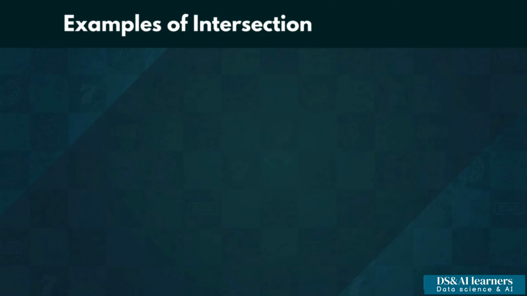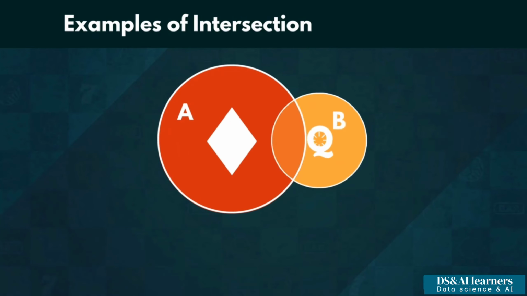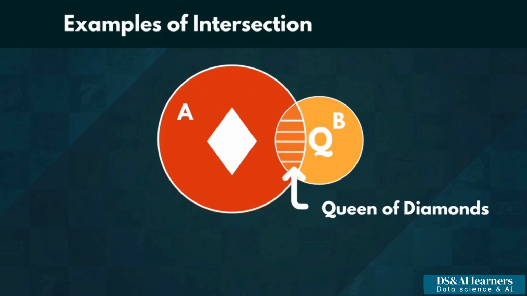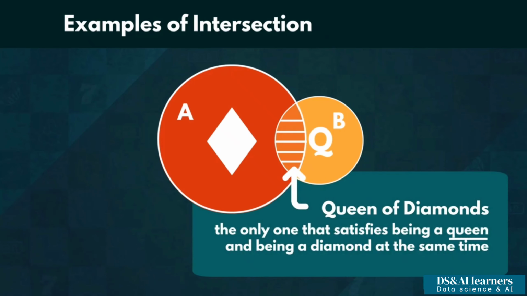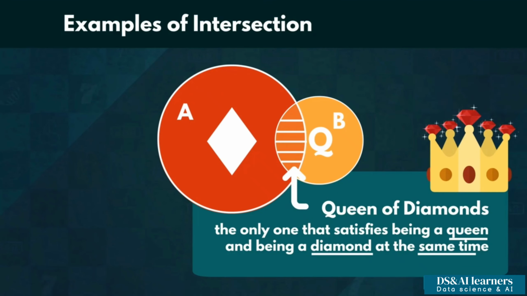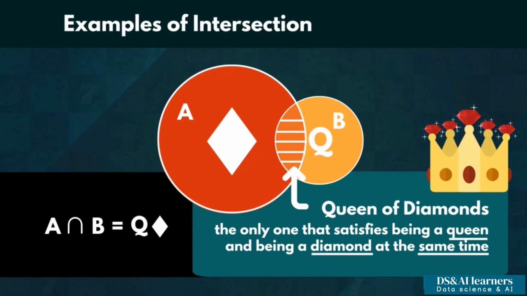Let's consider a different example from the same lecture. The intersection of all diamonds and all queens is represented by the queen of diamonds. That card is the only one that satisfies being a queen and being a diamond at the same time, so nothing else is included in the intersection.